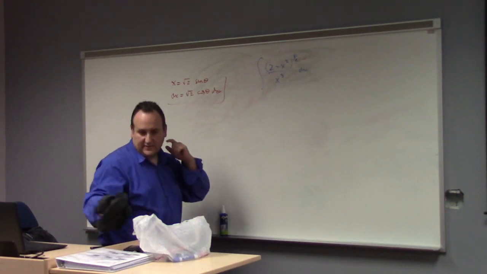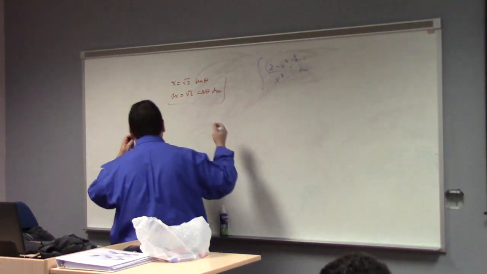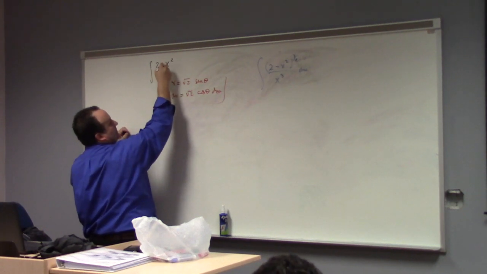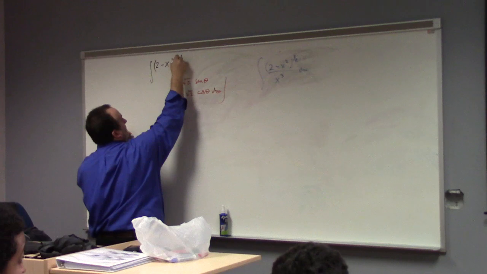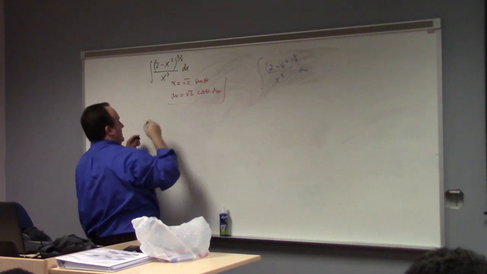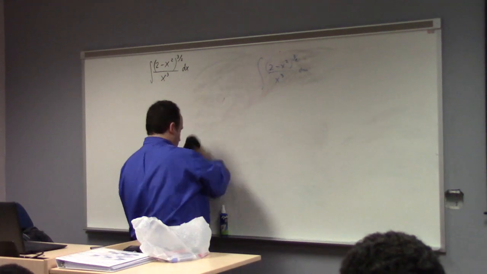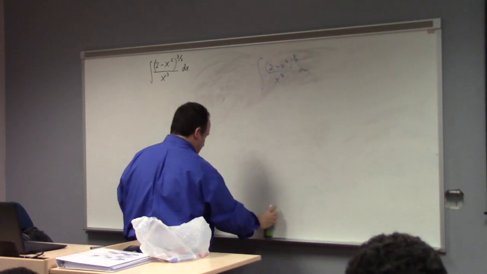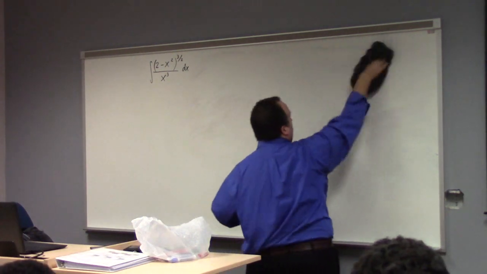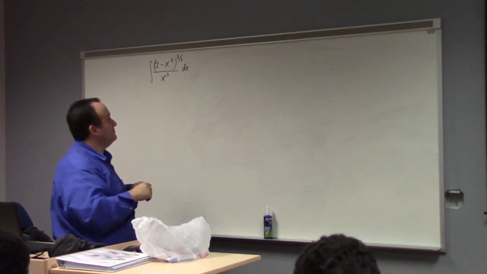So let me rewrite this integral so you guys can see it better. Integral of 2 minus x squared to the 3/2 power divided by x cubed dx. So this will probably be our final example of trig substitution for a while anyway, because right after this I'm going to start what's called partial fractions. All right, so how are we going to do this one?